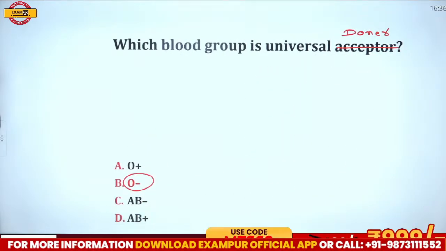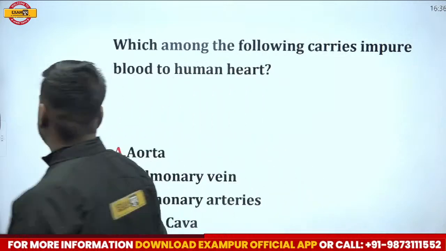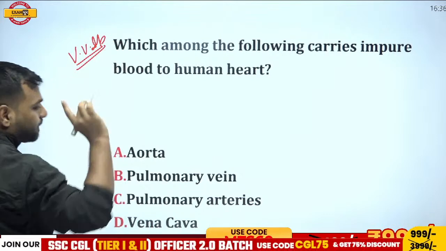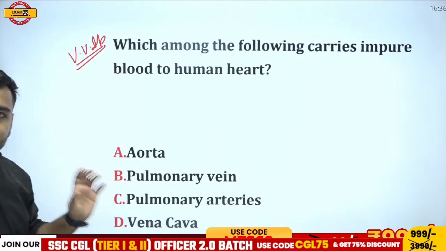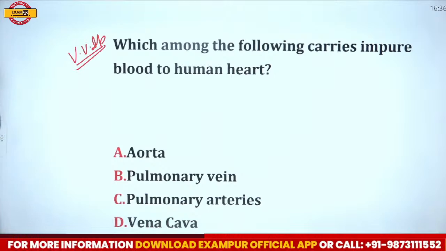Let's have a look at the next question now. Which among the following carries impure blood to the heart? Now this is very, very important. Here confusion can be there in the examination. Very important for the examination, since it is already asked and has chances of coming again. So let's see who can answer this. Waiting for the answer, please.